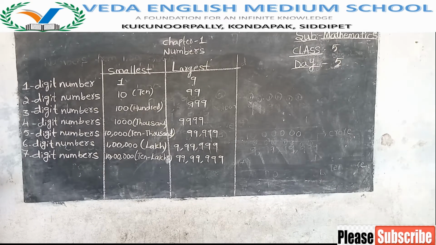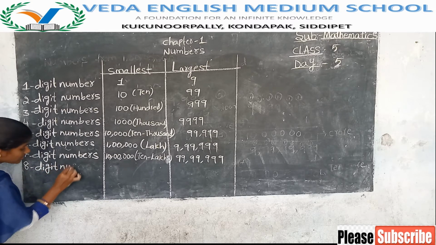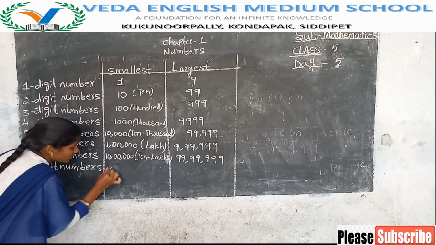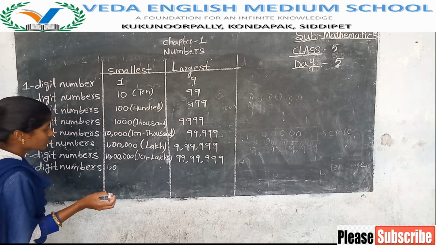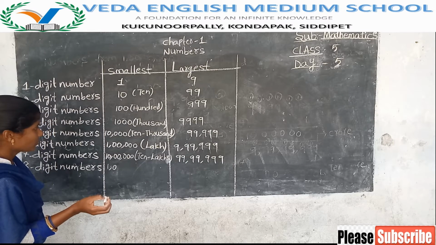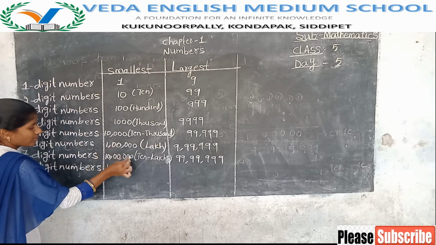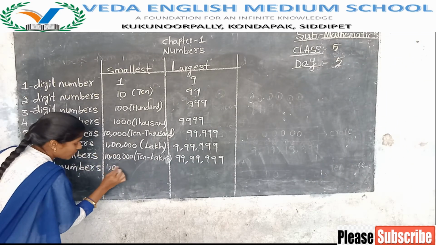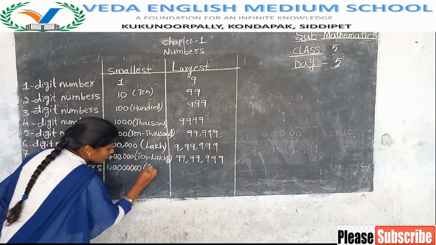In class 5 we will learn about a new number, the 8 digit number. The 8 digit smallest number is 1 crore. How many zeros are there for 1 crore? Thousands, 10,000, lakhs, 10 lakhs, 1 crore. 1, 2, 3, 4, 5, 6, then how many zeros? 7. Very good. It is called crore.